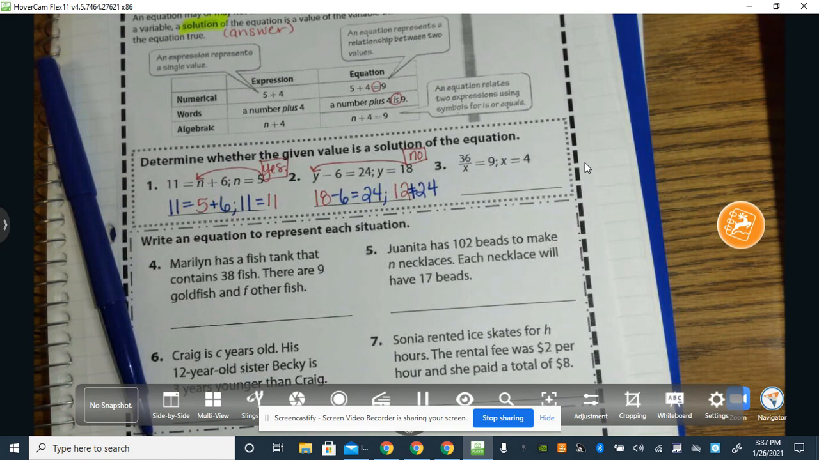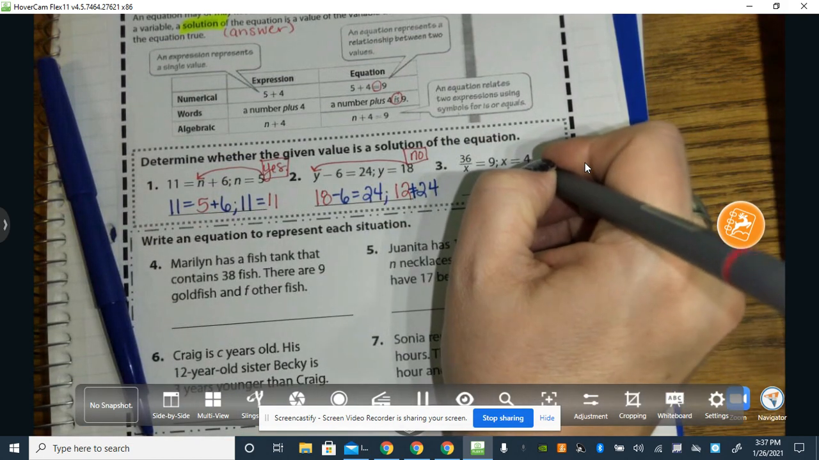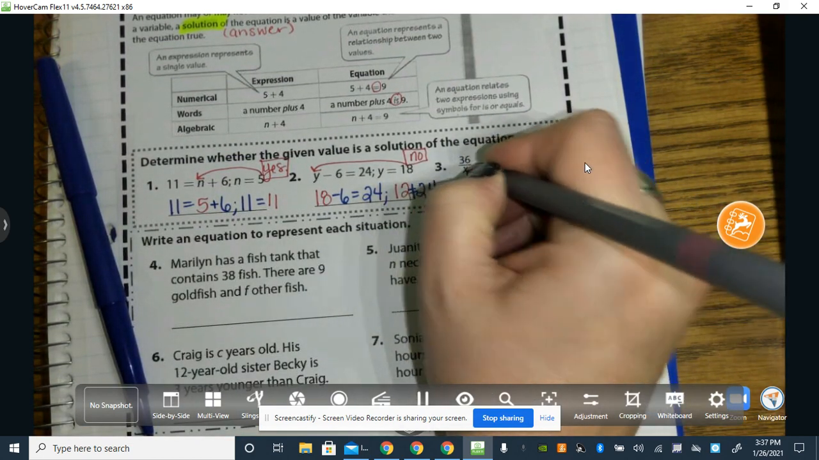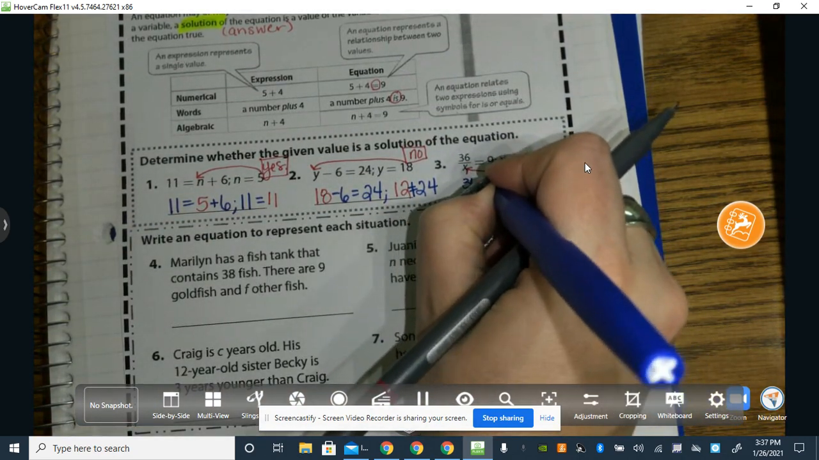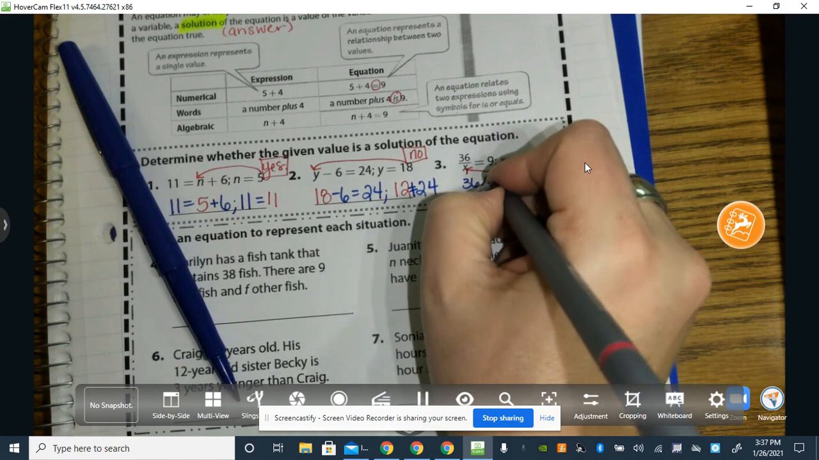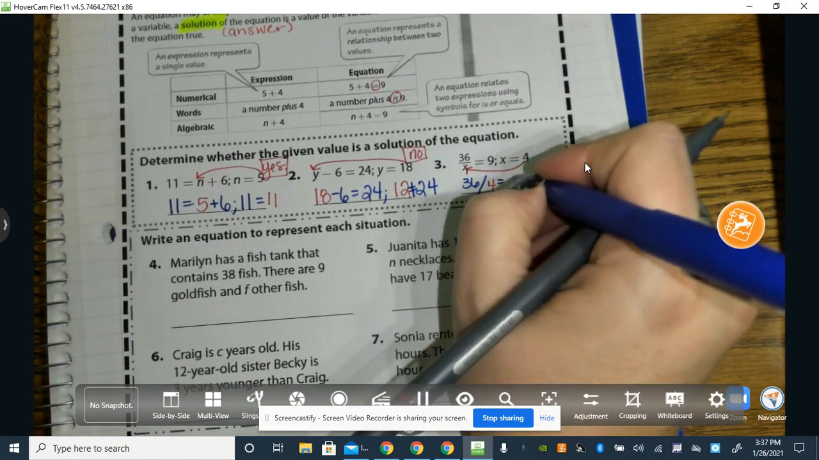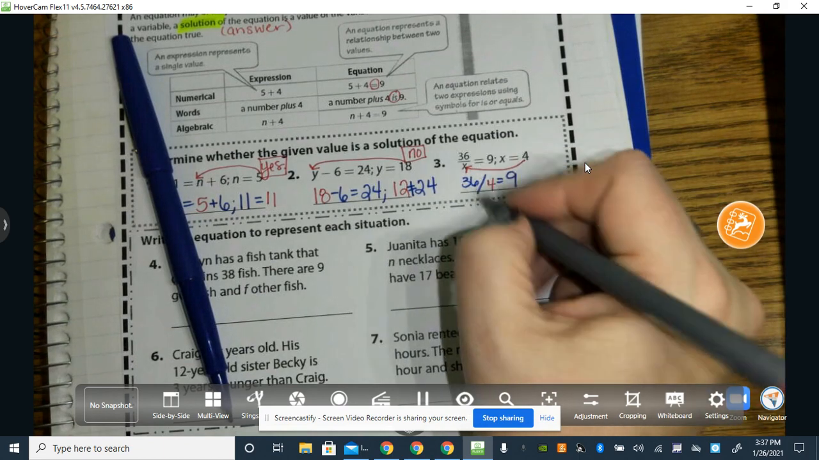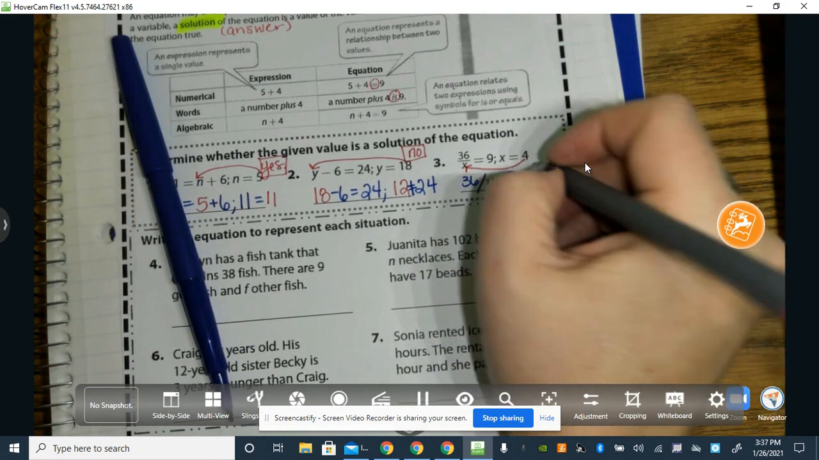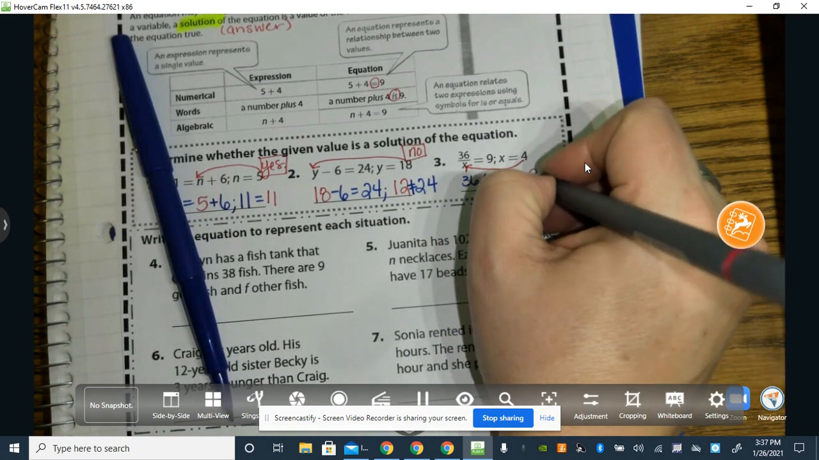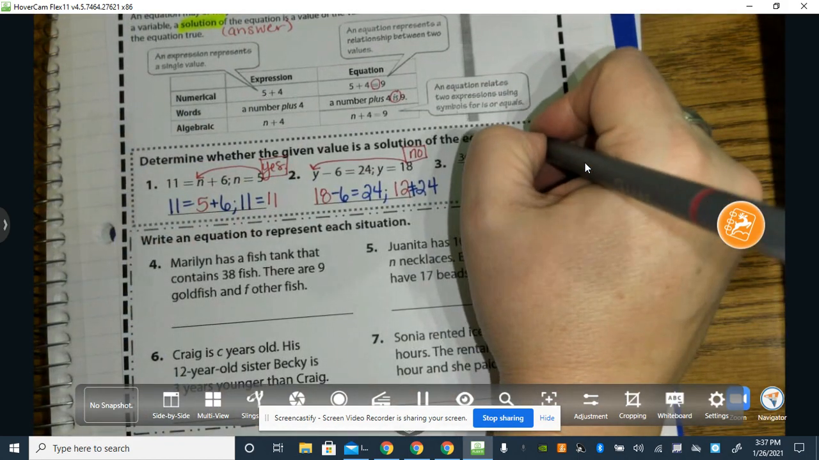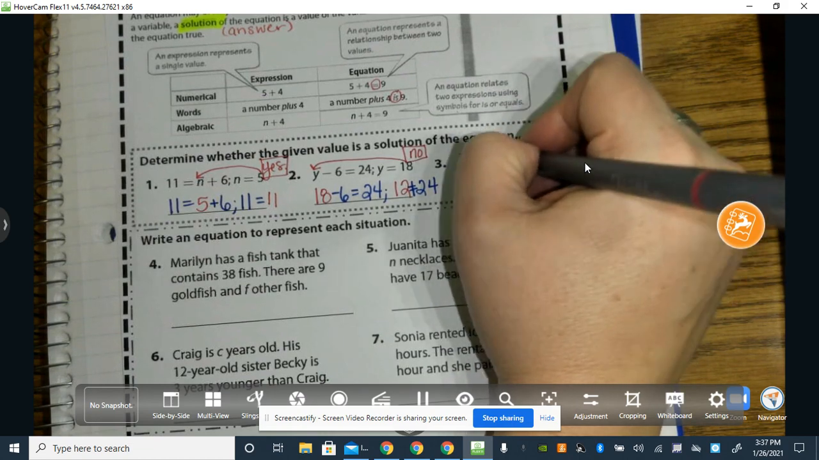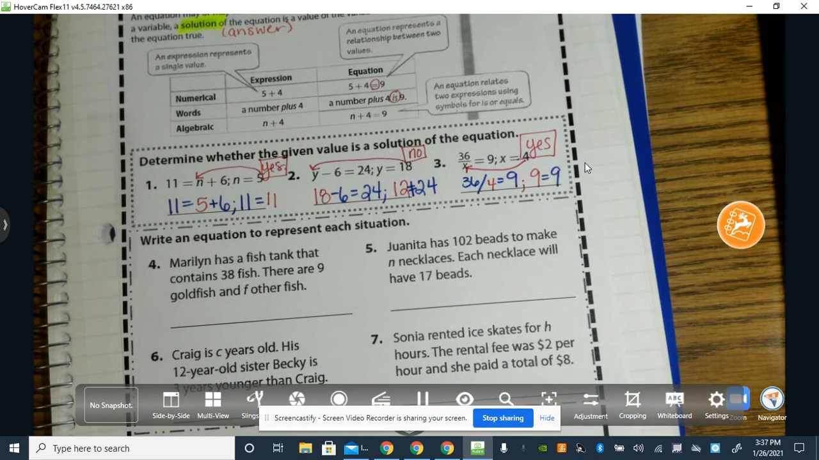Okay, 36 divided by x is equal to 9, where x is equal to 4. I'm going to substitute that 4 in for x. So I'm going to rewrite it as 36 divided by 4 equals 9. All right, then I have to do some division here. How many times can 4 go into 36? Well, it goes into it 9 times. So is 9 equal to 9? Yes, it is. So yes, that would be a solution to that question. All right.